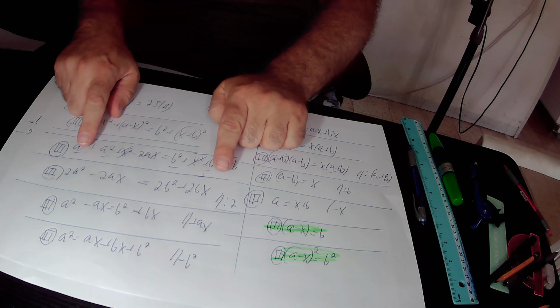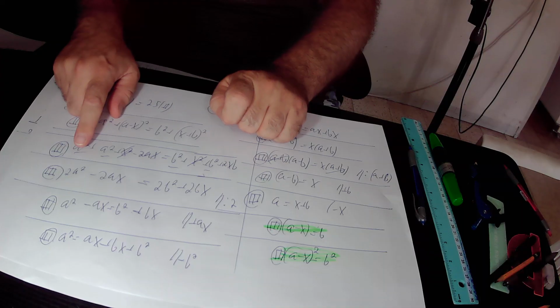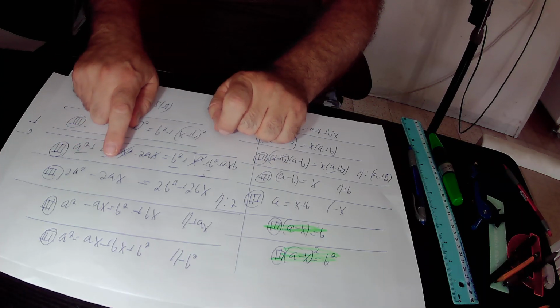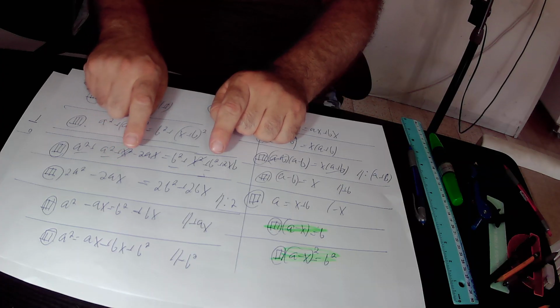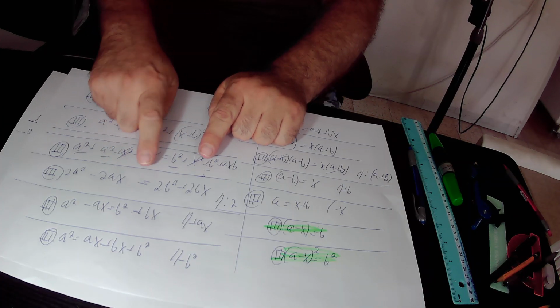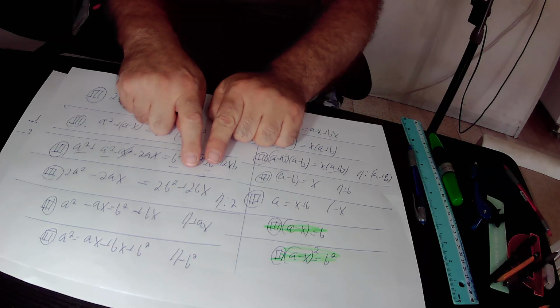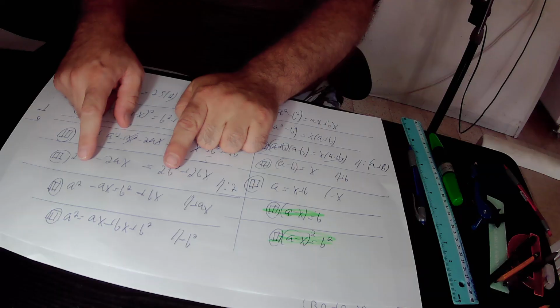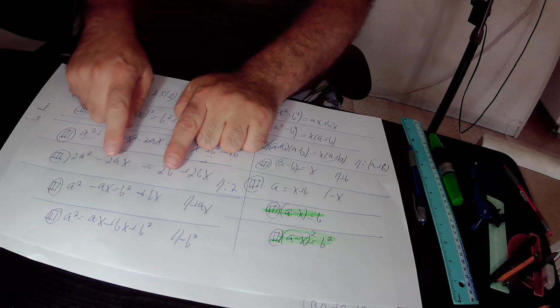Here we divided equation 3 by 2 and finally found out that 2a squared over 2 is a squared, minus 2ax over 2 is ax, and it equals 2b squared over 2 is b squared, and 2bx over 2 is bx. So in total, according to equation 3, we found out that a squared minus ax equals b squared plus bx.